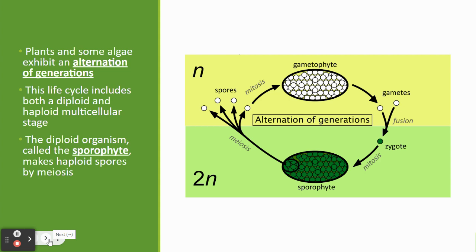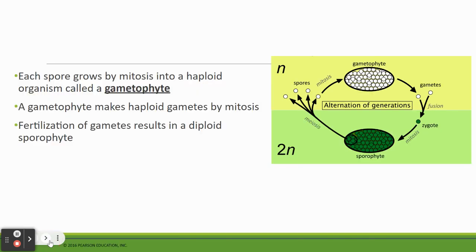I know it's terrible. Okay, so each spore grows by mitosis in a haploid organism called a gametophyte. So the spore is going to start growing by mitosis, and it turns into the gametophyte. The gametophyte then makes gametes by mitosis. Fertilization will happen of the gametes. You'll have a zygote, and that zygote through mitosis will turn into a sporophyte again. And then it's a cycle, okay? So this cycle will continue.